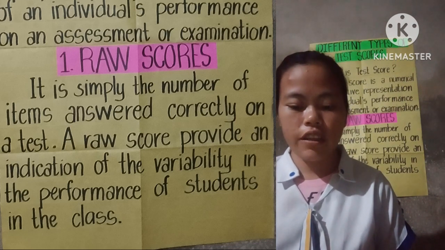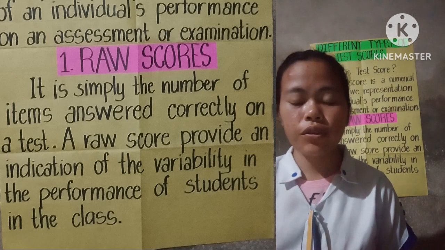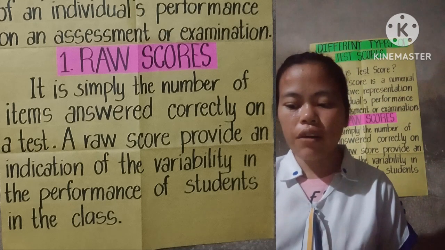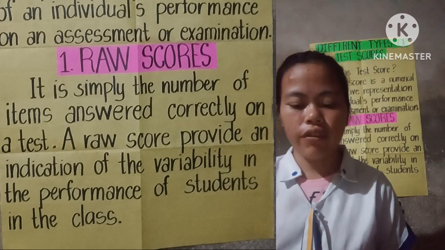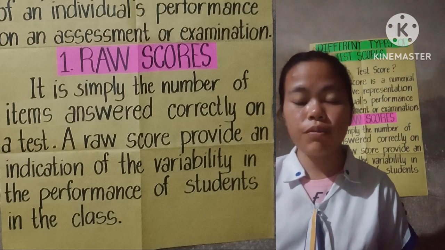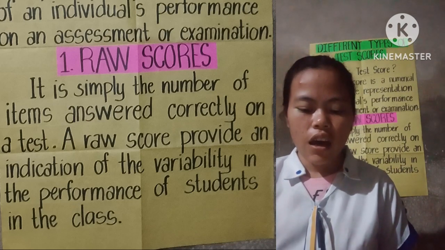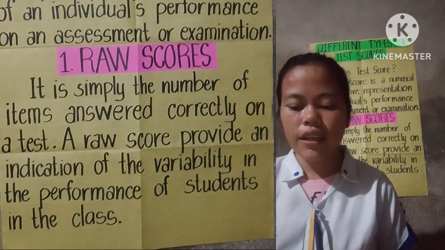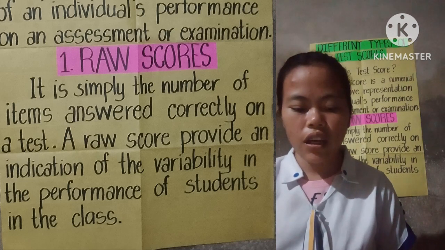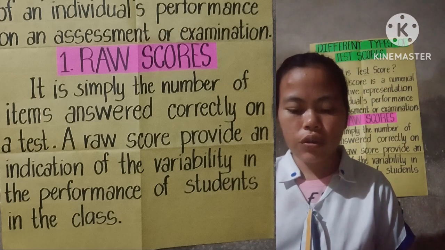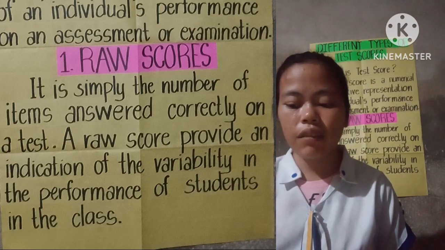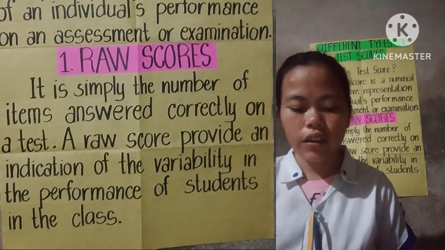A raw score is simply the number of items answered correctly on a test. A raw score provides an indication of the variability in the performance of students and the class. However, a raw score has no meaning unless you know what the test is measuring and how many items it contains. A raw score also does not mean much because it cannot be compared with a standard or with the performance of another learner or of the class as a whole.